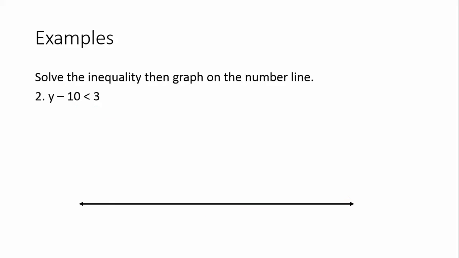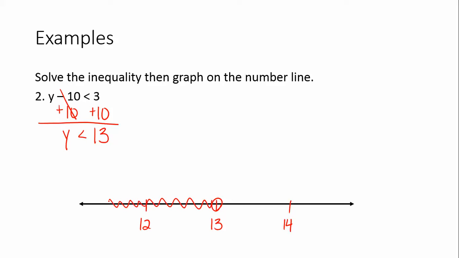Number 2, we have y minus 10 is less than 3. So again, we see subtraction. We want to do the opposite of what we see. So we are going to add 10 to both sides, trying to isolate the variable. That gives us y is less than 13. So again, this is your solution that I will check. We're going to plot 13 on the number line as well as 12 and 14. We're going to have another open circle at 13 because there's no line underneath. And now we're shading to the left. We're talking about all of the values that are less than 13.